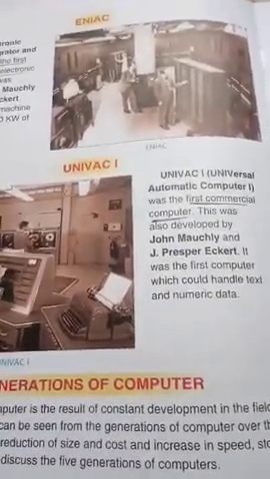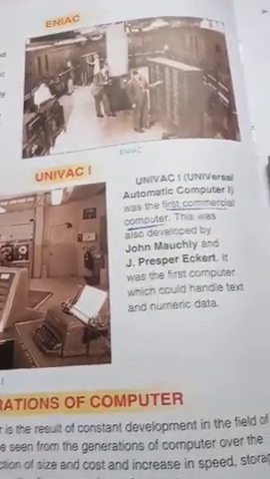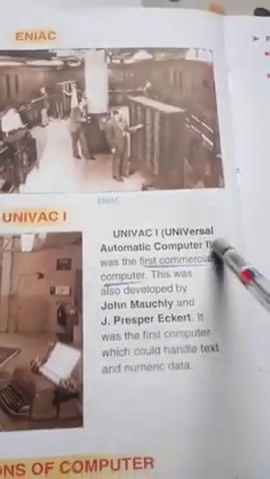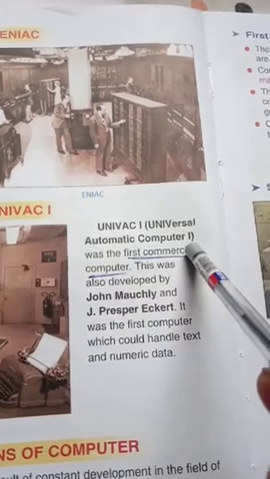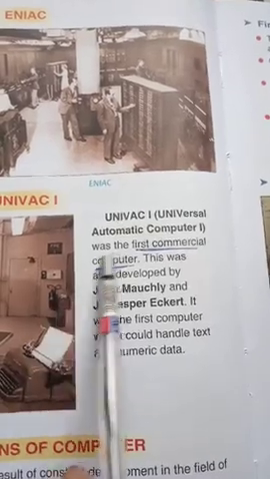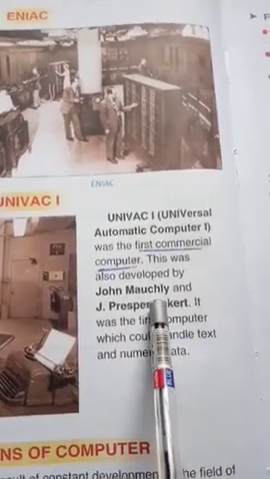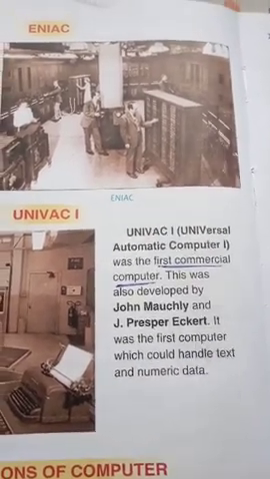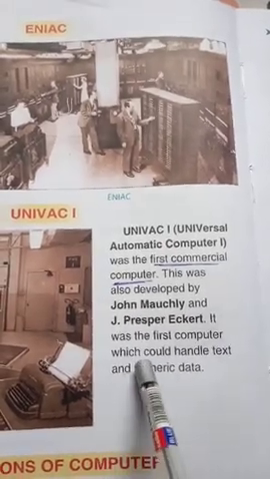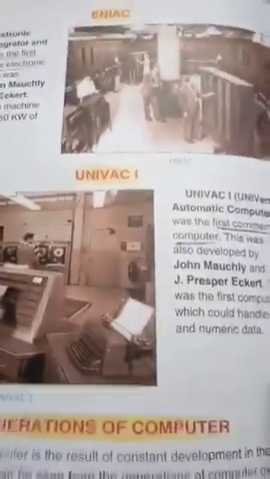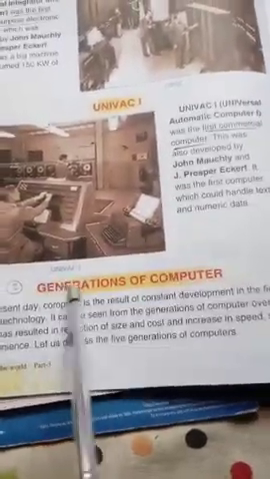Next one is UNIVAC 1. The full form of UNIVAC 1 is Universal Automatic Computer 1. It was the first commercial computer. And again it was developed by John Mauchly and John Presper Eckert. And it was the first computer which could handle text and numeric data. Next one, we will learn the generations of computer.